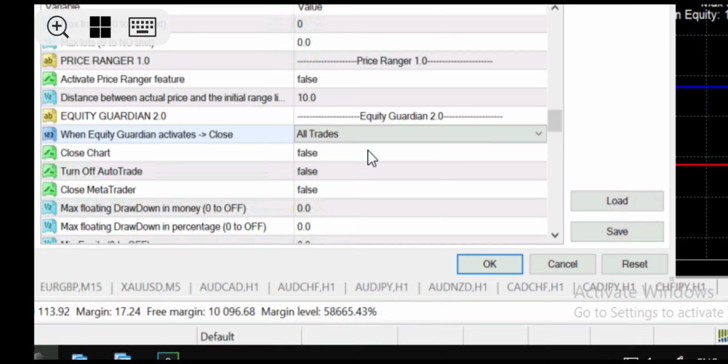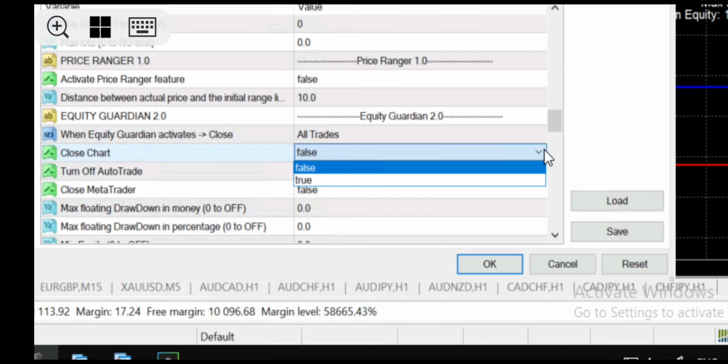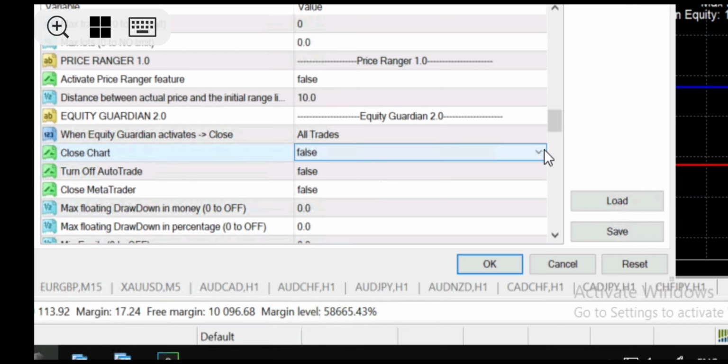Now, do you want it to close the chart for you? Because you can be tempted. If you are still looking at the chart, you might be tempted, like, the price is doing this, so let me enter again. So the equity guardian will close the chart if you set it to true. Then turn off auto trade, that is, it will even stop auto trading. So in case you have any other EA running on the account, it will stop auto trade. Even that EA will not be able to open a new trade.